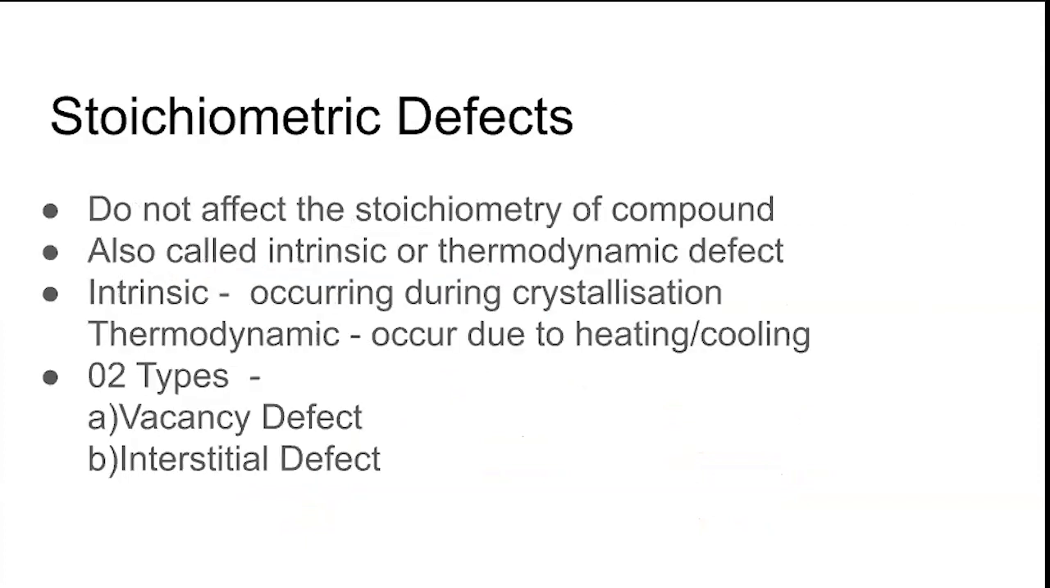The stoichiometric defects are called intrinsic defects. There is a word here, intrinsic. What does it mean? Internal. It's internal and it's natural. When the crystal is getting formed, this defect is created. It's intrinsic, it's internal; you are not inducing it from outside. It's also called a thermodynamic defect, because this defect can be introduced due to heating.